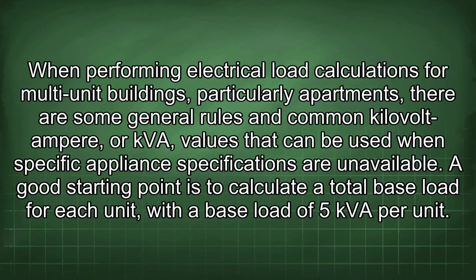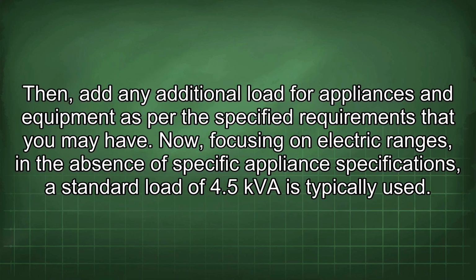When performing electrical load calculations for multi-unit buildings, particularly apartments, there are some general rules and common kilovolt-ampere, or kVA, values that can be used when specific appliance specifications are unavailable. A good starting point is to calculate a total base load for each unit, with a base load of 5 kVA per unit. Then, add any additional load for appliances and equipment as per the specified requirements that you may have.